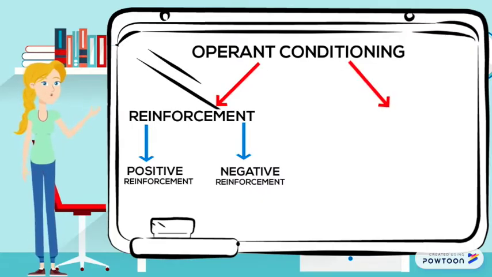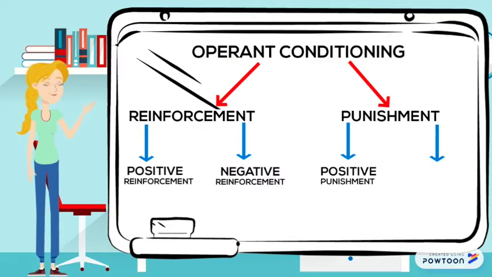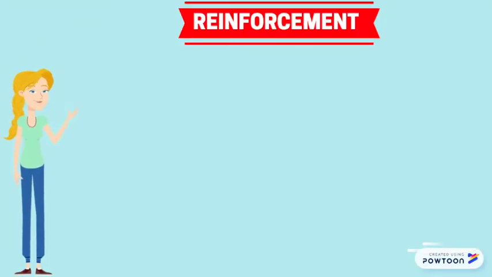The other way is through punishment, which decreases the rate of undesired behaviours from occurring again. Positive punishment is where a punishment is added to decrease behaviour. Negative punishment is when something desirable is taken away to decrease behaviour. Now let's take a look at some examples.